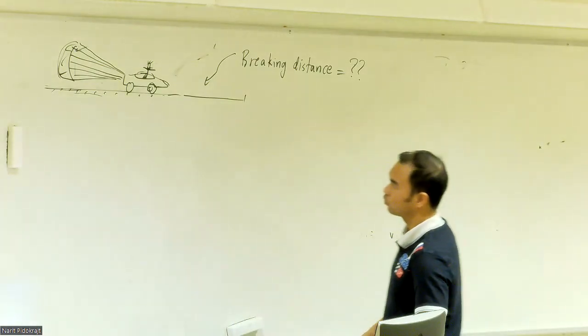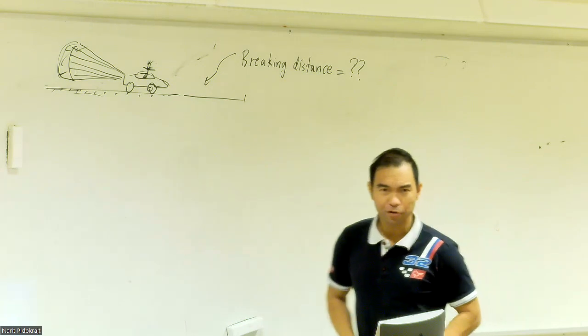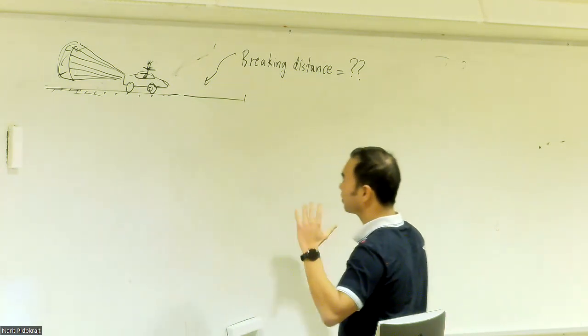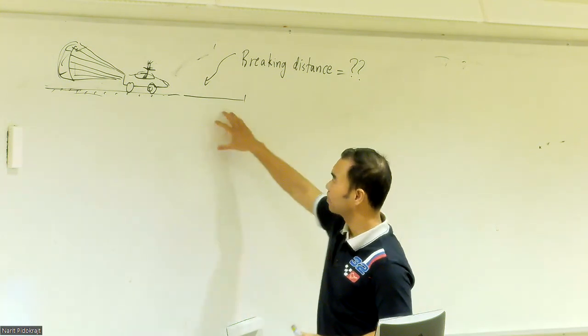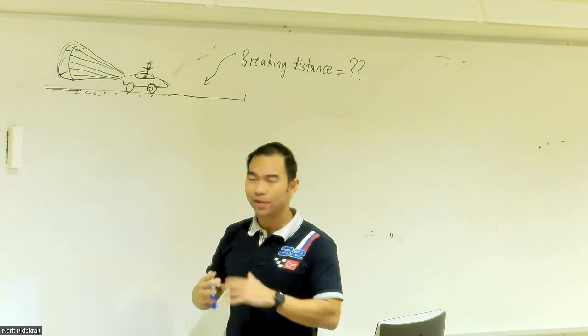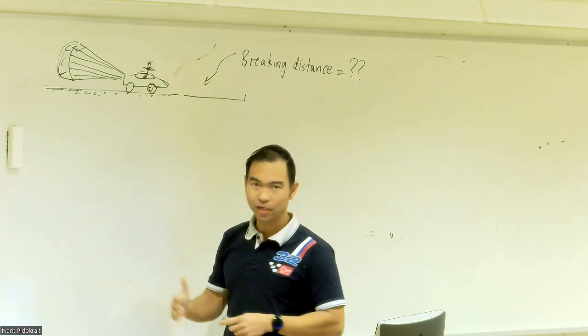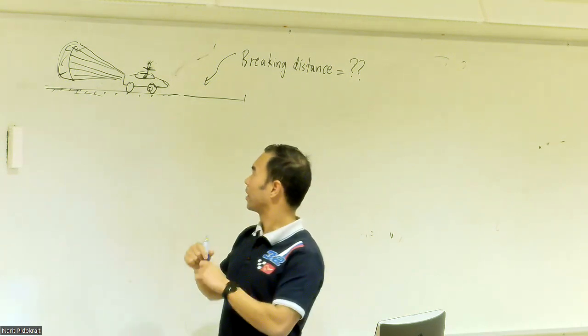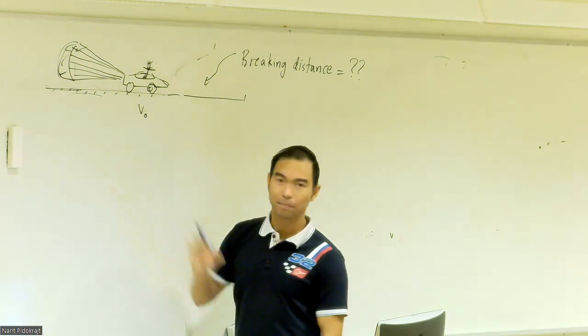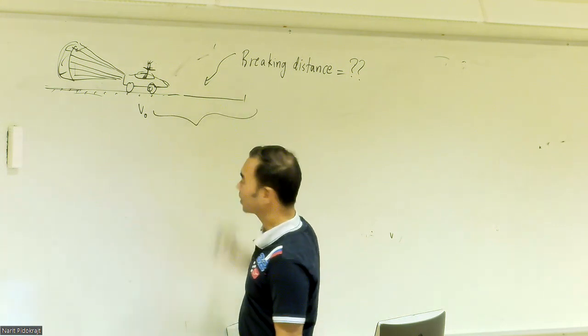What happens if you try to stop a car with the help of a parachute? We're going to study the kinematics of this. We are basically trying to figure out the braking distance. If you drive a car and the engine stops, with no more power from the engine, and let the car just run at a speed of V0, and then pull a parachute, what is the braking distance?